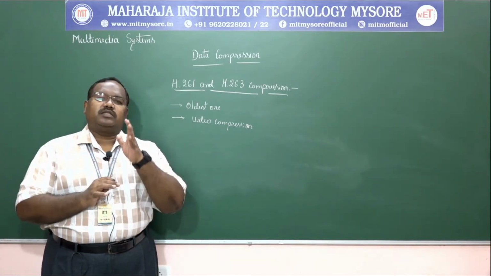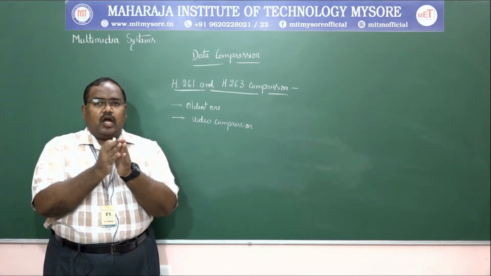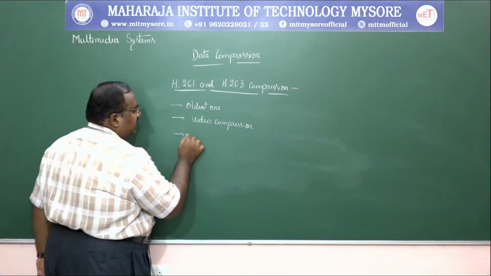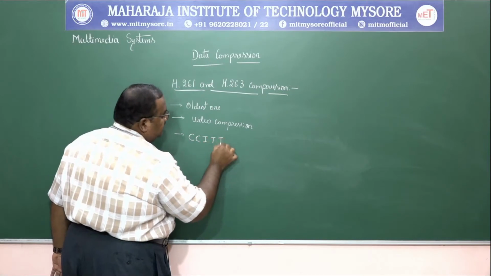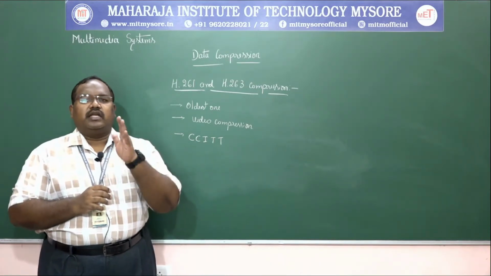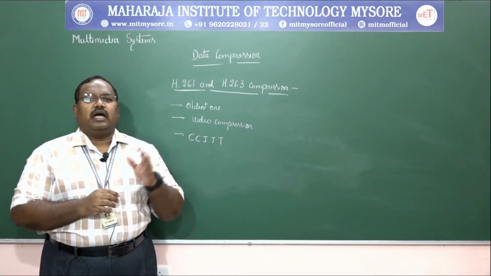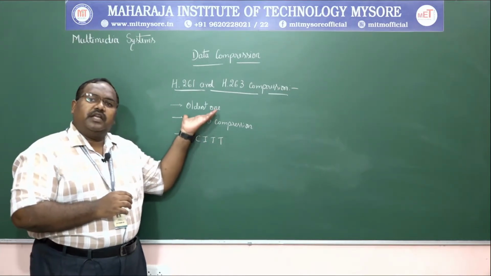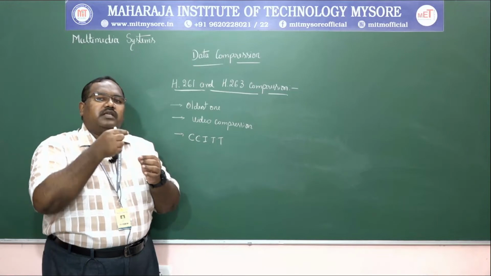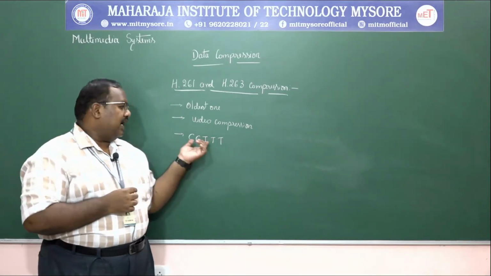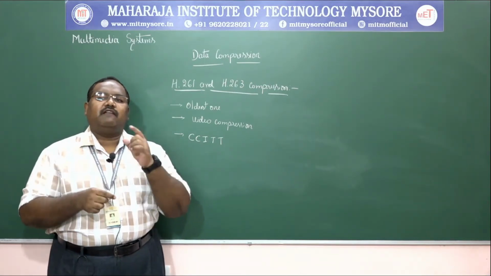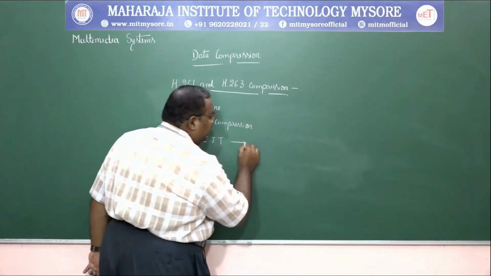H.261 was initiated, meaning the initial development of the compression technique H.261 was started by CCITT. What does CCITT mean? It is Consultative Committee for International Telegraph and Telephone. I will repeat it again. The compression technique H.261 was initially developed by CCITT, the Consultative Committee for International Telegraph and Telephone, in the year 1988.